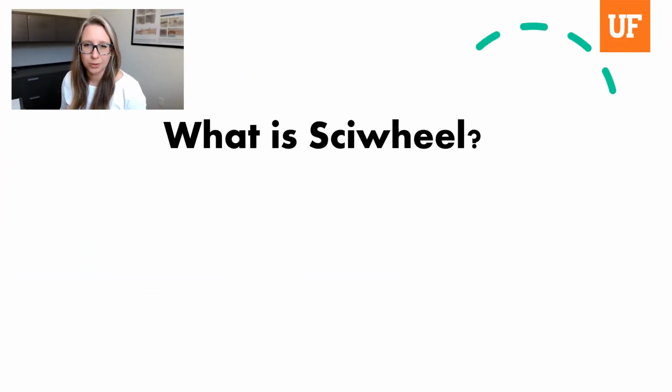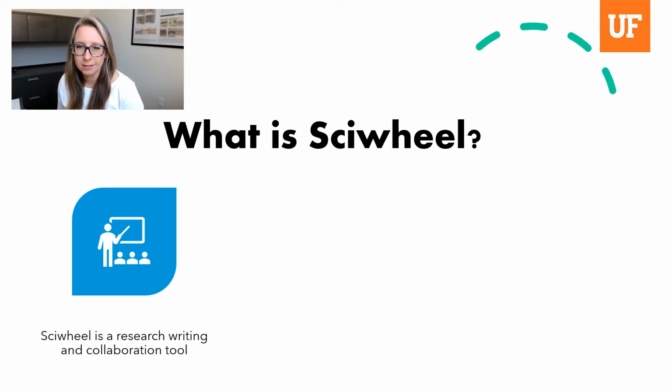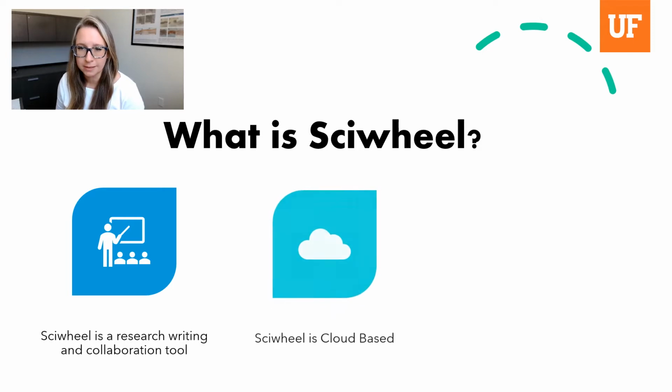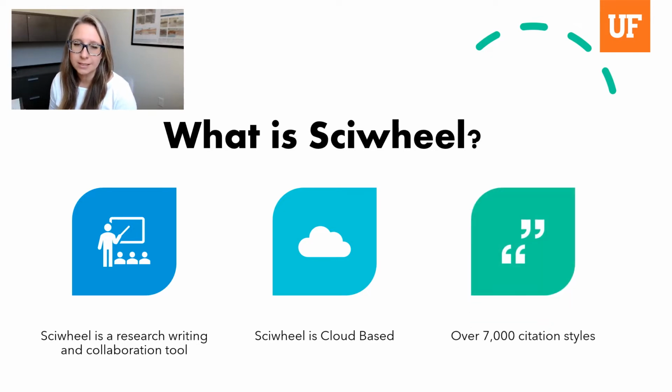So what is Sciwheel? Sciwheel is a research, writing, and collaboration tool that provides customizable, intuitive, and accessible features. Sciwheel is cloud-based and accessible from anywhere in the world. It's fast and easy to get set up. And since it's cloud-based, you always have the latest version. With over 7,000 citation styles in Sciwheel, it's easy to format citations for your article or publication.